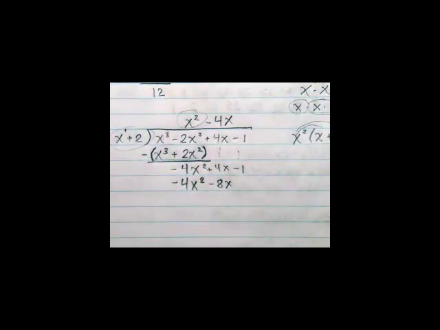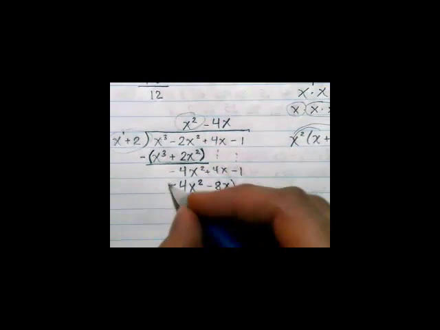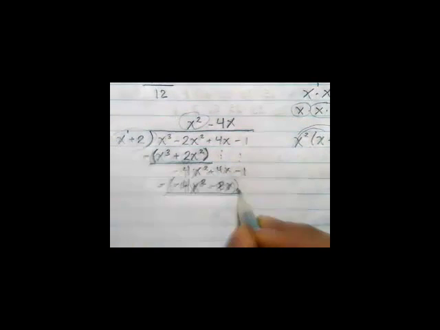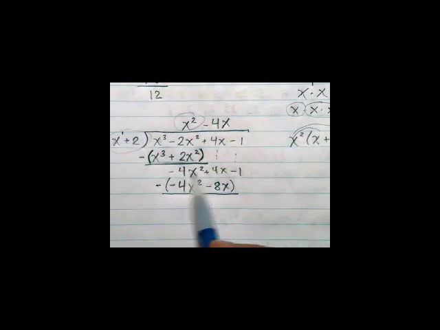So then again, I've got to take what I get and subtract it, right? So I'm going to put it in parentheses so I'm careful and subtract. Be careful. Negative 4x squared minus negative 4x squared. Gone, right? Same thing, subtracting it, gone.